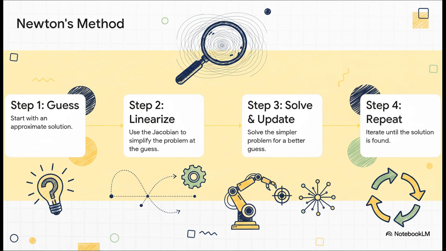The strategy is actually pretty simple. You start with a guess, any guess. Then you use the Jacobian to create a simple straight-line approximation of your system right at that guess. Solving that simple version is super easy, and it gives you a much better guess. So what do you do? You just repeat the process, and you zoom in on the true solution with incredible speed.